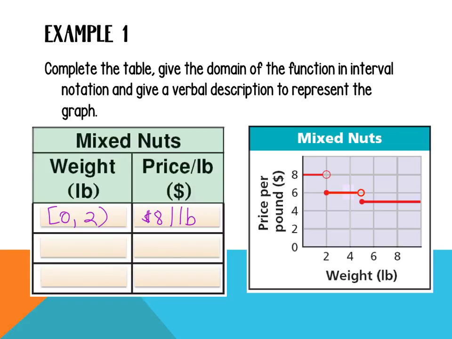So now what's the next range of X values? 2 to 5. So 2 to 5. And this time, what's on my 2? An open dot or a solid dot? Which means bracket. And on the 5? Open dot, so it's a parentheses. What's the price per pound? $6 per pound.